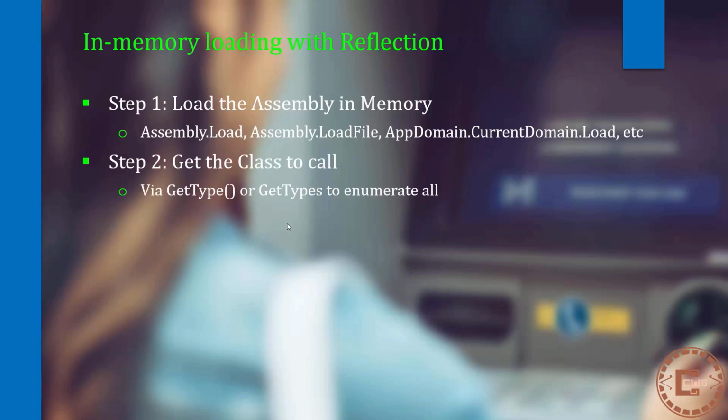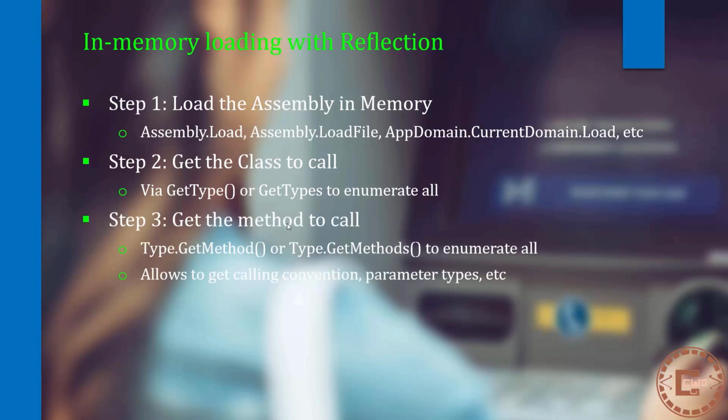Once you load it in memory, then you get the class to call. For that, you can use GetType. Type in the context of .NET is basically like a class. Or GetTypes, which gets all the classes. Get the method to call by GetMethod, or enumerate all the methods in that class via GetMethods. This allows you to get the calling convention and parameter types, such as string, integer, long, and so on.